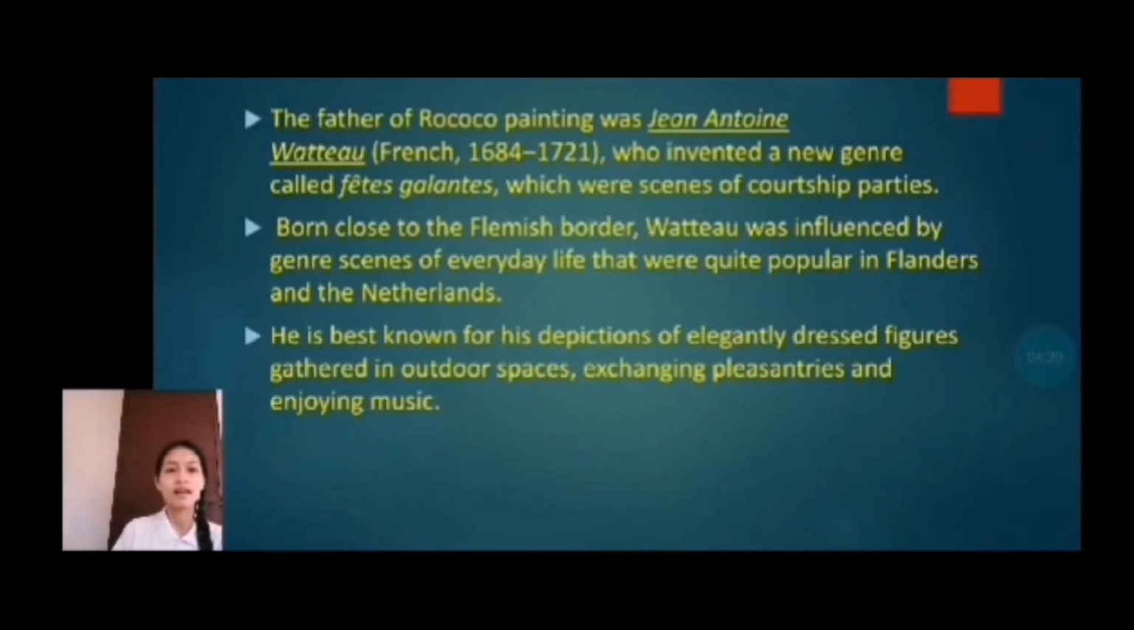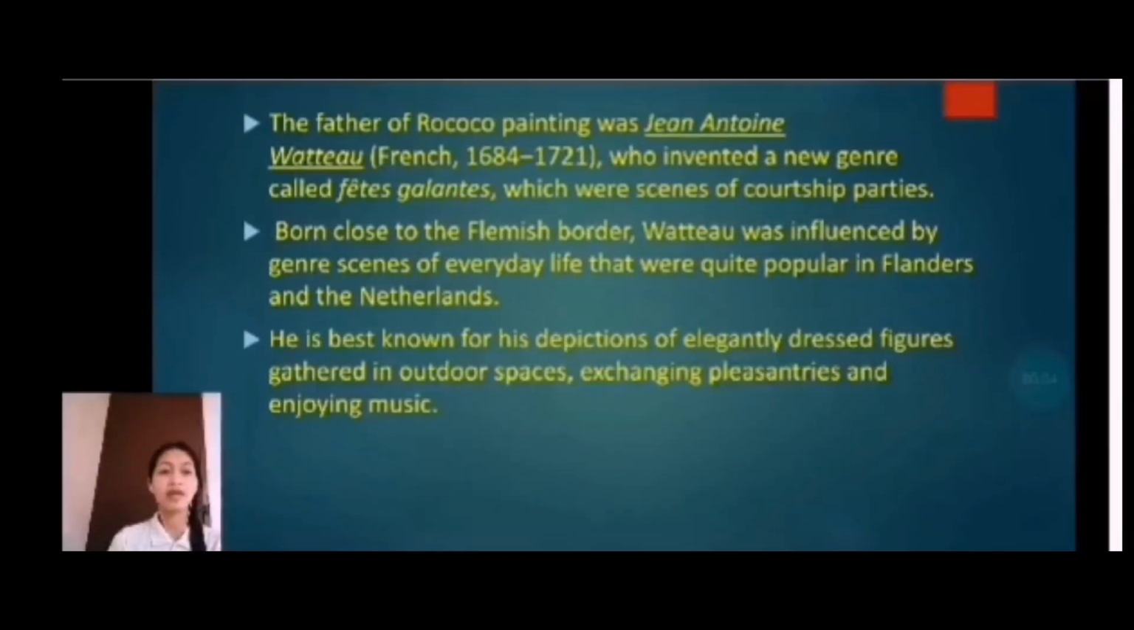So as time passed, the style in the Rococo period was influenced by other genres made by other artists, and the genre that influenced Watteau's perspective was the genre scenes of everyday life that were quite popular at that time in Flanders and the Netherlands. Watteau is known for his depictions of elegantly dressed figures gathered in outdoor spaces, exchanging pleasantries and enjoying music or even dancing.